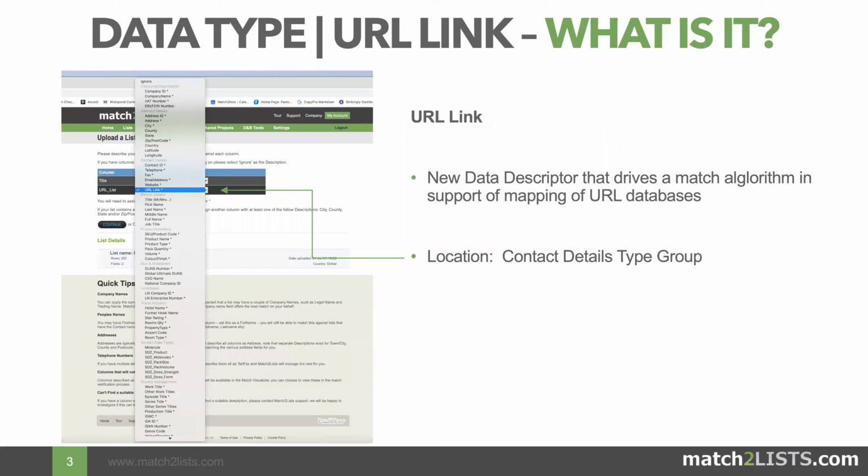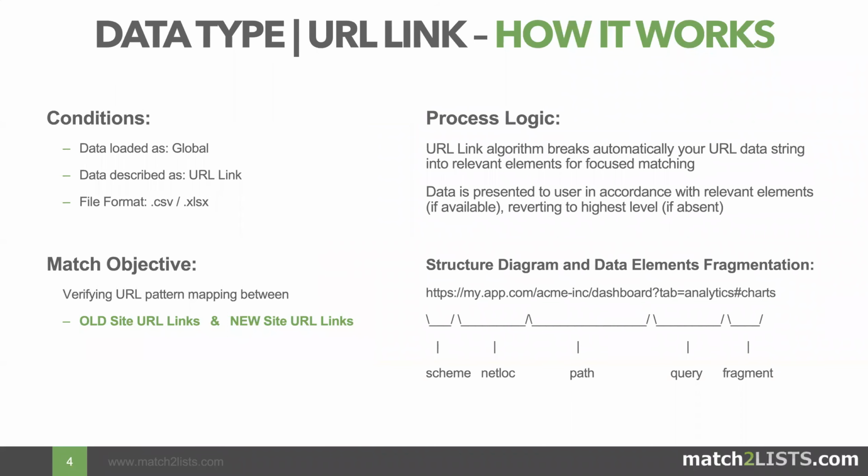URL link is a new data type that has been introduced in the last few days, rolled out to all customers, and it sits under the content details. So as you transfer data inside the tool and you are required to describe it, then as you open the little window, you will see that under the content details section, there is a new field which is called URL link. And more or less how it works is that the tool is expecting data to be loaded as global, so as a country definition, specifically on the URL link.